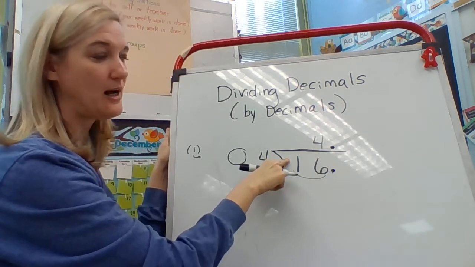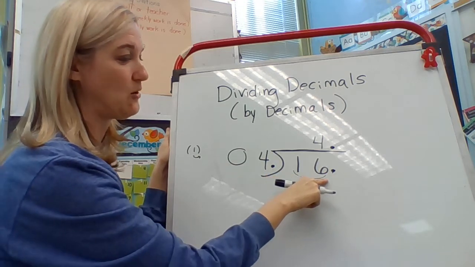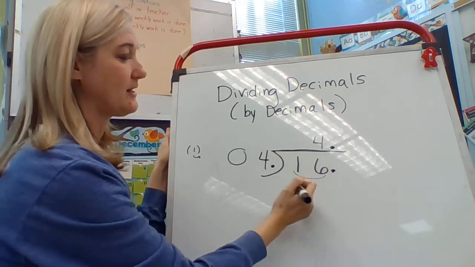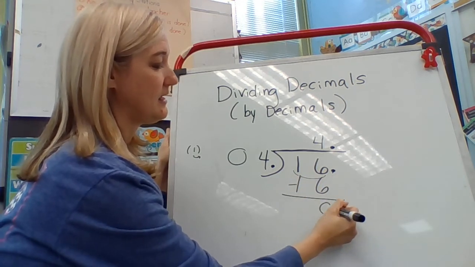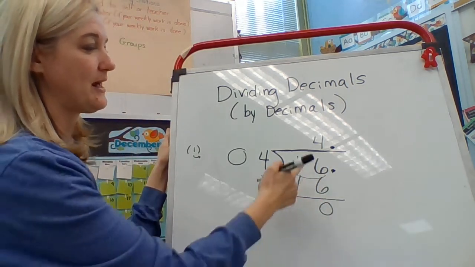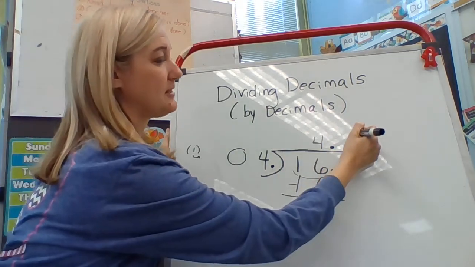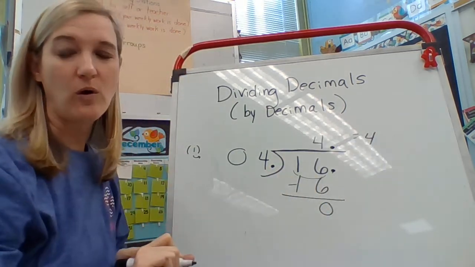I don't put it on top of the 1 because I wasn't dividing into the 1. I was dividing into the whole 16. 4 times 4 is 16. I subtract, and there's nothing to bring down. So my answer is actually just going to be the answer 4.